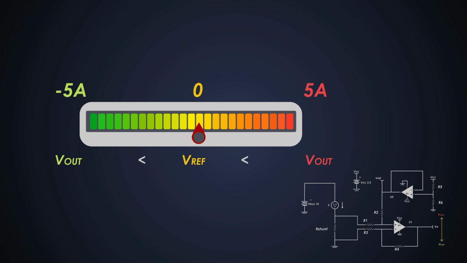If the output voltage is greater than this reference, it indicates positive current. If the output voltage is less than the reference voltage, it indicates negative current. And if the output voltage is equal to the reference voltage, it indicates zero current. So using this circuit, we can determine the current in both directions with just a single supply.